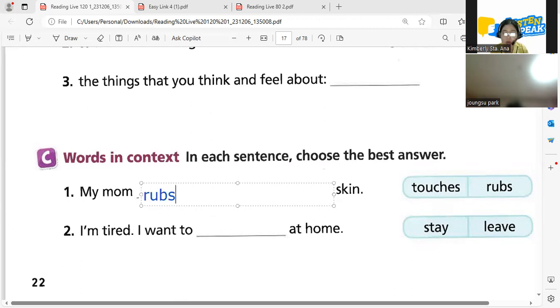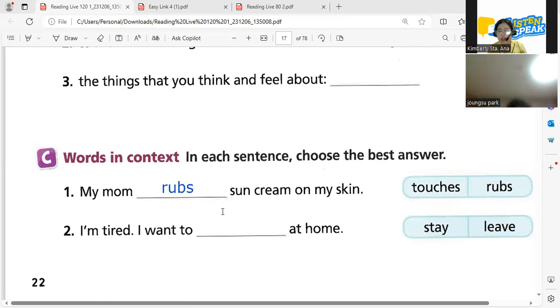Very good. Do you use sun cream, Jimin? Like if it's outside, you put cream? Like at the beach or in the pool, you put cream? Sun cream? Yes, you need to because it's so hot outside. How about number two? Let's read.